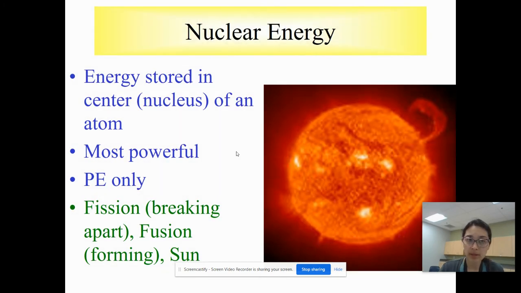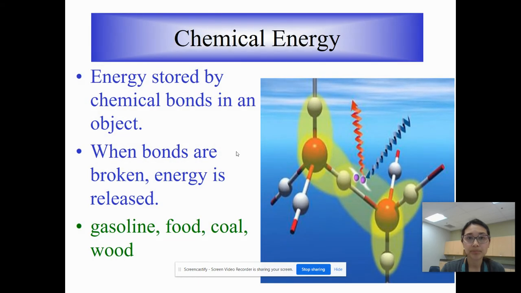And nuclear energy. This is a potential energy. This is energy that's stored inside the nucleus of an atom. Once those atoms break, and it's really hard to make those atoms break, but once they do, like in the sun, they release a lot of energy. So it's going to be stored energy. These are the most powerful types of potential energy because they store a lot of energy within that nuclear.